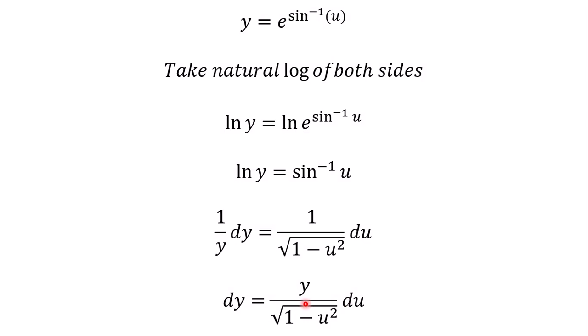In the u world, the value of y is e raised to the power sine inverse of u. But the value of y in the x world is just replacing this with the square root of x, and the value of y will be e raised to the power sine inverse of square root of x.